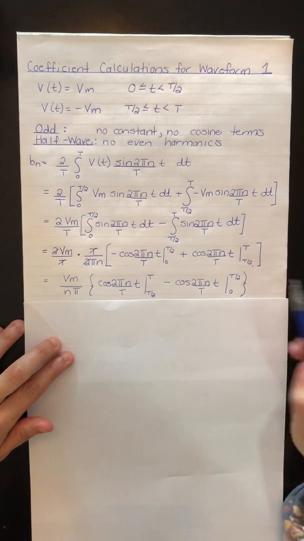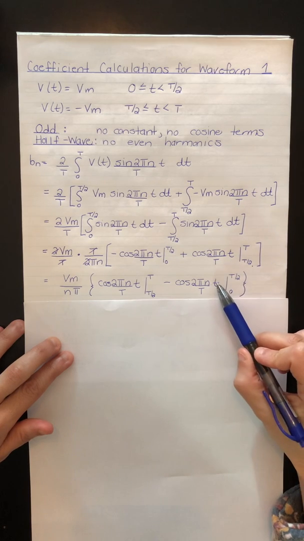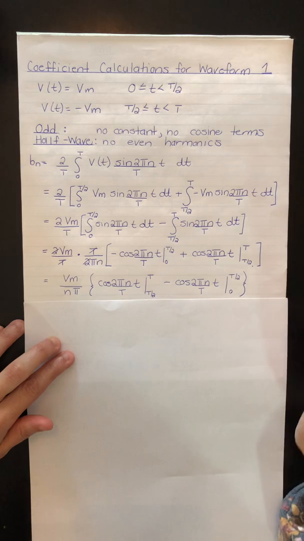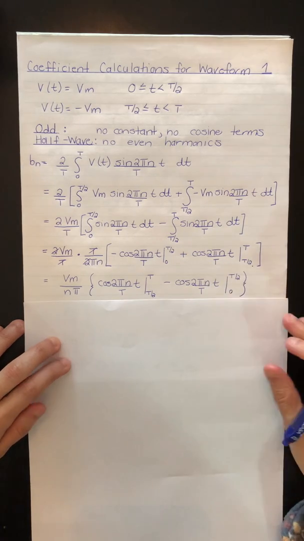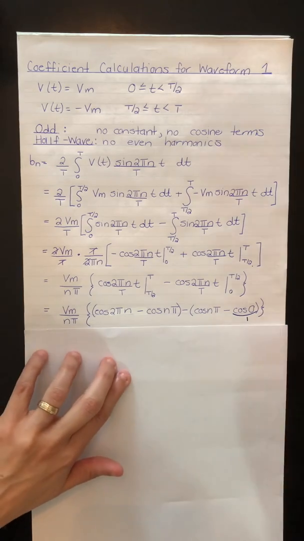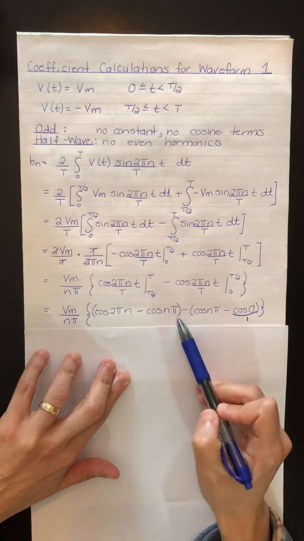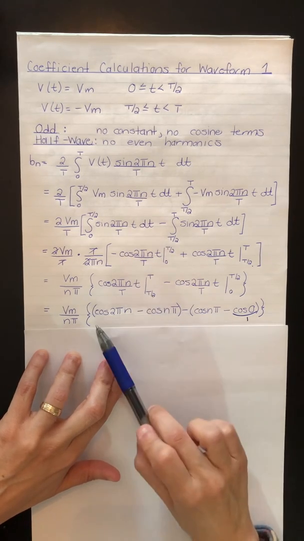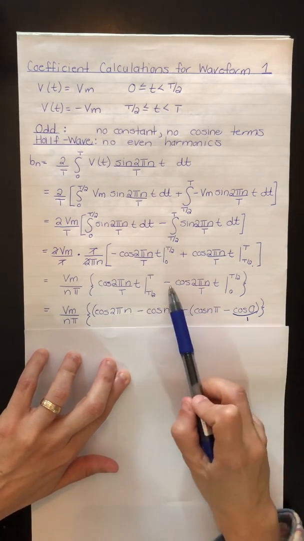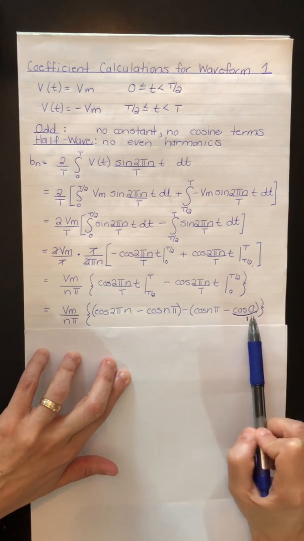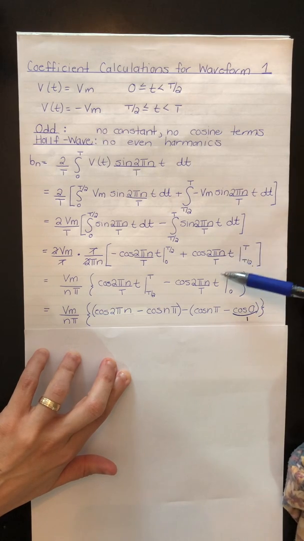Similarly here, capital T over 2 will go in first, giving us an angle of n pi. Then 0 will be our angle. And that looks like this. Okay, so in a bracket, first I substituted capital T, then capital T over 2. This subtraction sign is here, and then in a bracket, first I substituted capital T over 2 and then 0.